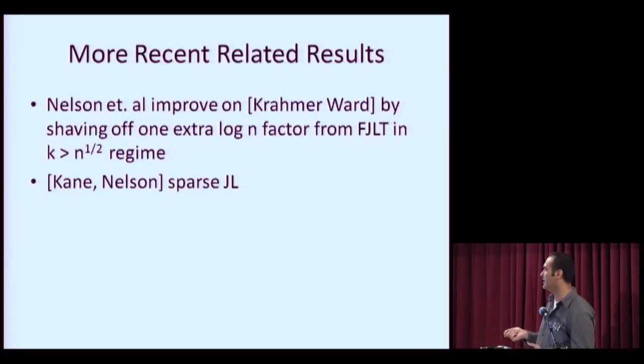And I just want to mention some more recent related results. Nelson and Price, I think, improved the result by Krahmer and Ward by shaving off one log factor. There was log to the 4th n. They shaved off one of those very recently. And Jelani Nelson and Daniel Kane also have interesting things to say about something called the sparse JL, and I really recommend for those who are interested in the subject to read this work.